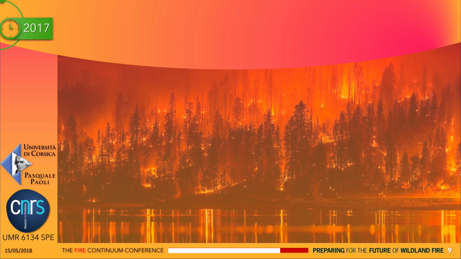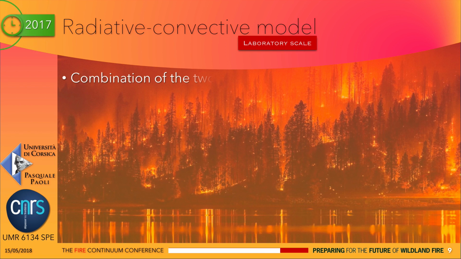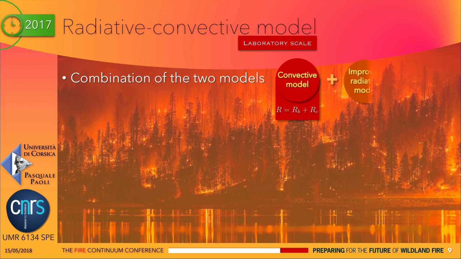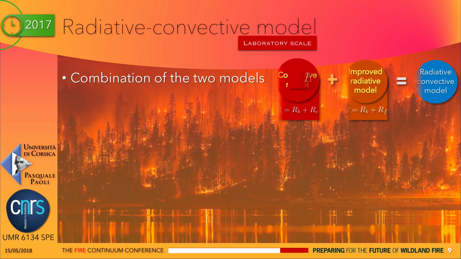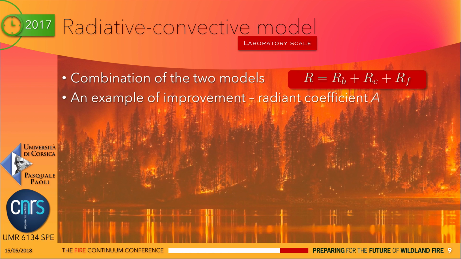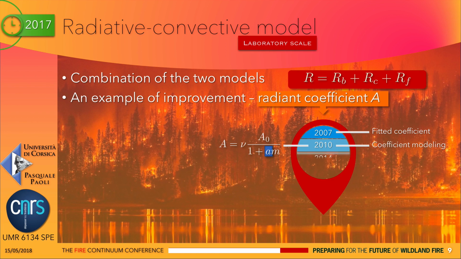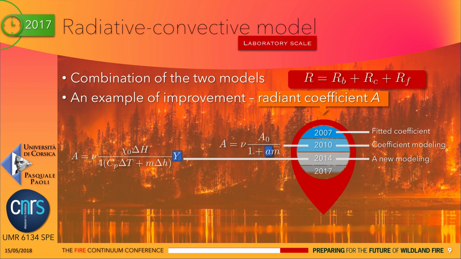As we have a convective model and a radiative model, we combine them to obtain a complete model. Note that the radiative model was improved with the removal of all the model parameters. One example is the radiant coefficient. 10 years ago, it was a fitted coefficient. Then we produced a physical modeling of this coefficient with a model parameter, which finally disappeared.